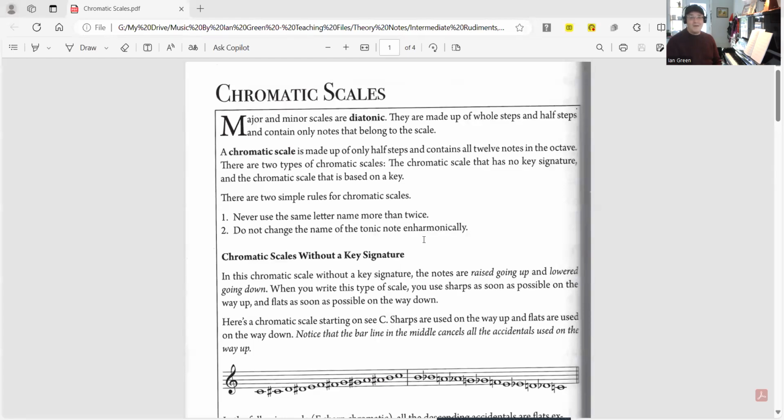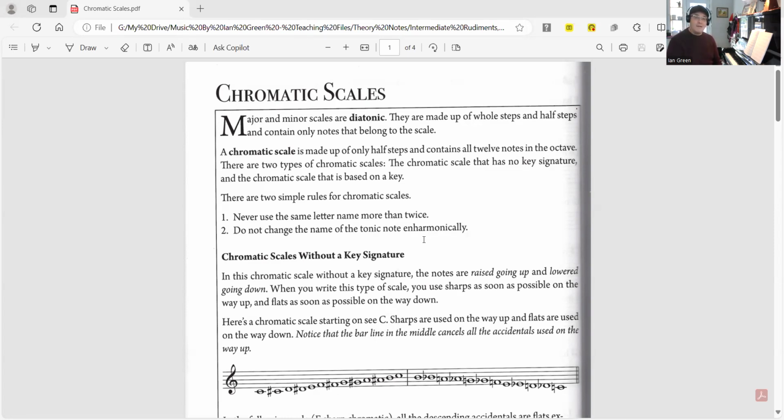Now, a chromatic scale is a little bit different than a major or a minor scale because a major or a minor scale is diatonic, which means it contains a series of whole steps and half steps and also contains a tonic note or a first note of the scale. And also, all of the other notes in the scale have a specific name and a specific function, which has been discussed in a previous tutorial in this series.